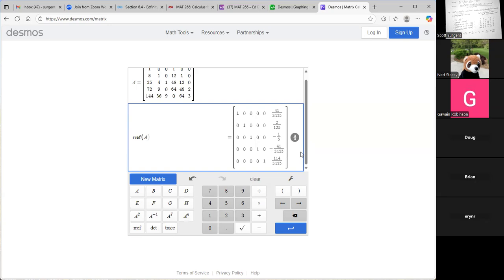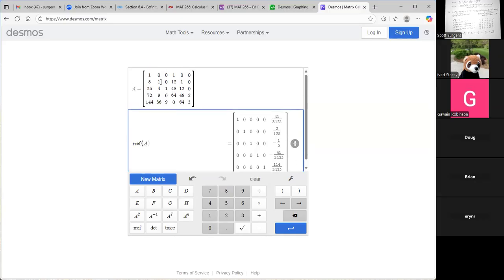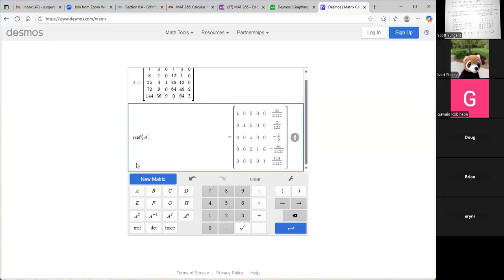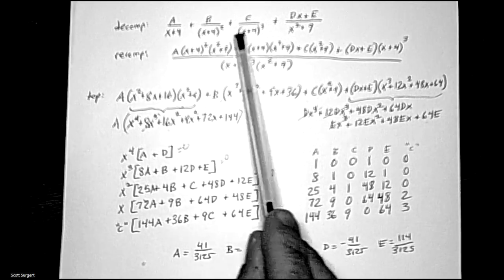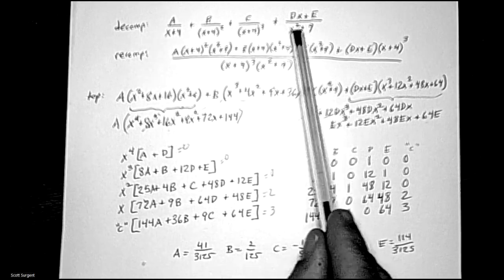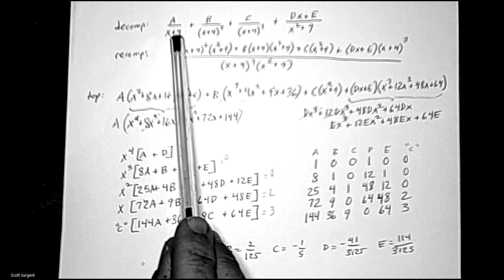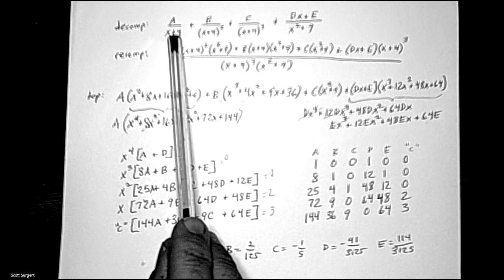Let me pause here. Does everybody see how I did that on Desmos? I entered the matrix and then I did RREF, that's row reduced echelon form, and then I hit this little icon on the right to give me fractions. Now compare what I have on the bottom here with the top here, because you can actually do the integration right now. When you integrate this, it's just A times ln of x plus 4.